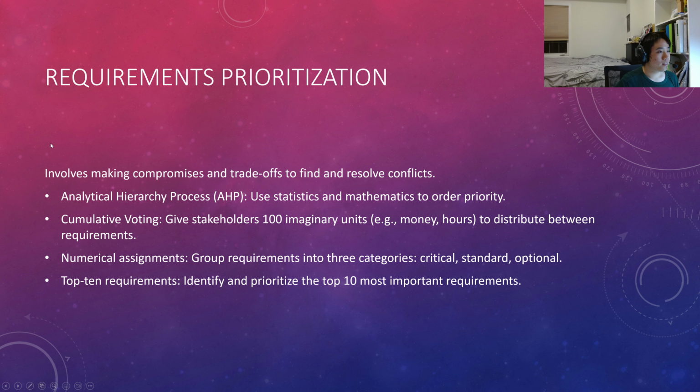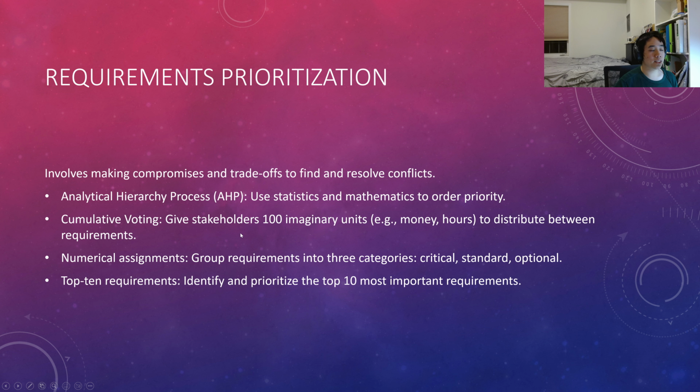Whenever you want to prioritize your requirements, you may have to make compromises, identify trade-offs, and resolve conflicts. There are different approaches you can use. One is AHP, the analytical hierarchy process, where you use statistics and math to get a nice order of priority.